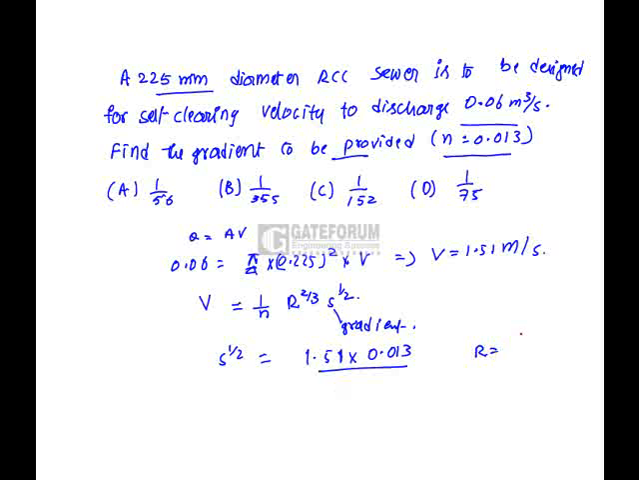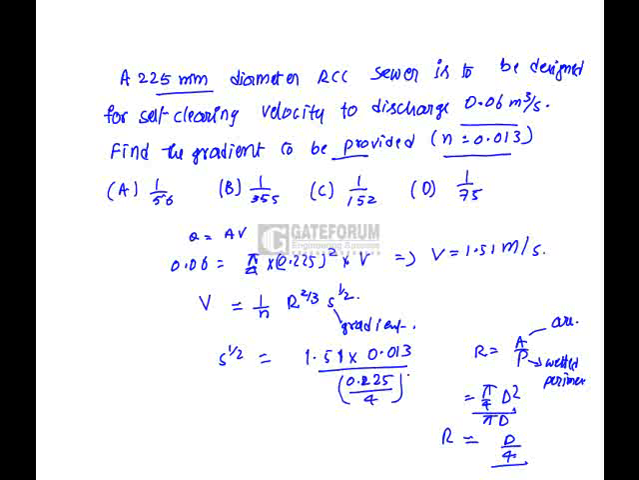r is equal to a by p, area by wetted perimeter. So area is equal to pi by 4 d square, perimeter for a circle is pi d, that is equal to d by 4. Therefore r is equal to d by 4, 0.225 divided by 4 whole to the power of 2/3. Therefore s is equal to 1 by 56.